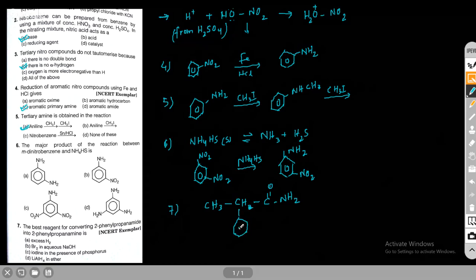So this is 2-phenyl propanamide. With LiAlH4 in ether, it converts into 2-phenyl propylamine. So NH2 will come here, CH2NH2. The structure will be CH3CH, which won't change at all, and here we have CH2NH2. C double bond O converts into CH2, it gets reduced, right? Hence answer D is correct. Option D is correct. So for this one it is option B, and for the seventh one it is option D.